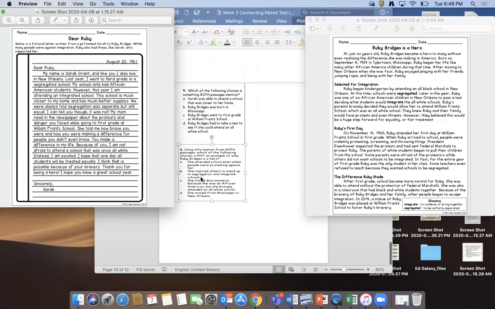Moving on. Now these are 2 questions that I want you to answer for both passages. And make sure that you use your strategies for answering questions to figure out what the question is.